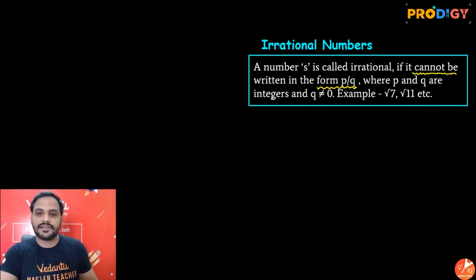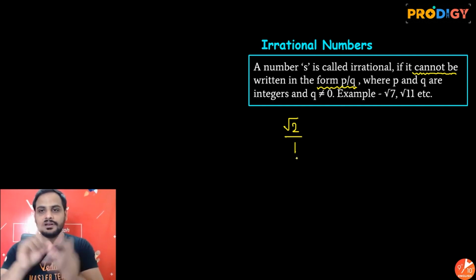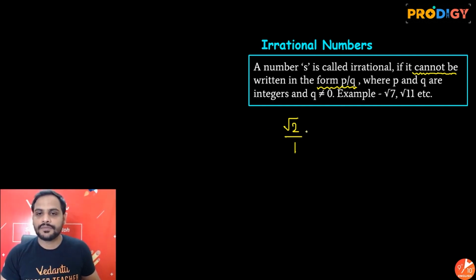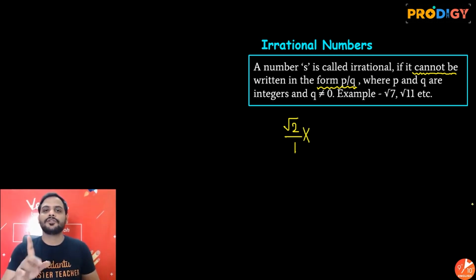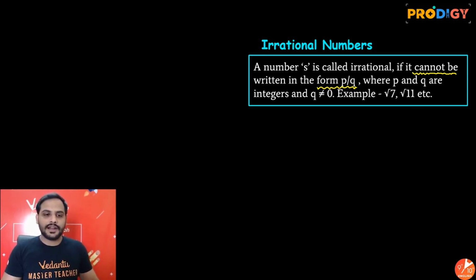Now many students have this doubt: sir, root 2 I can write as root 2 by 1. See sir, it is p by q form, q is not equal to 0. Why is it not a rational number? Because remember, p and q must be integers. Root 2 is not an integer. That is why it is not the p by q form which we want for a rational number. I hope this doubt is also clear. Since p is not an integer over here, these numbers are called irrational numbers.